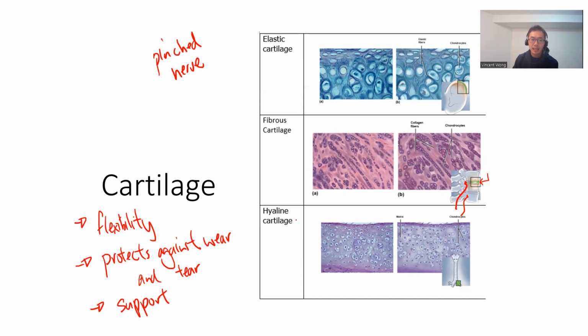The last kind is the hyaline cartilage, which is found surrounding your airway. If you take your hand and gently stroke up and down your throat, you can feel little ridges. Those are the cartilage surrounding your trachea to keep it open. We don't want our airway to collapse, otherwise we can't breathe. So cartilage is good for flexibility, protection against wear and tear, as in the backbone, and support, as in the trachea.